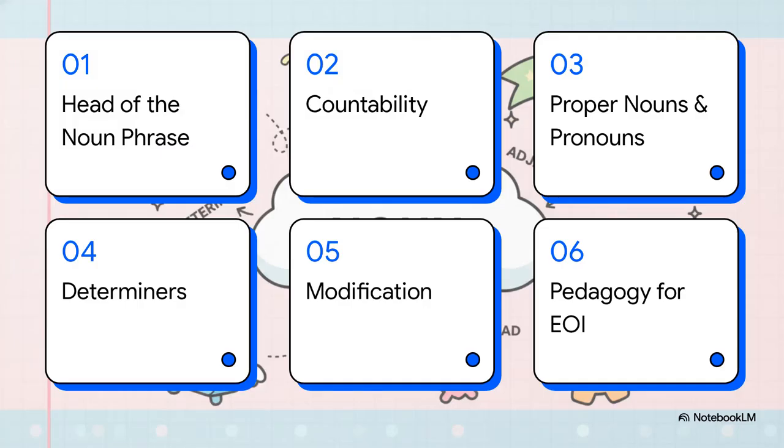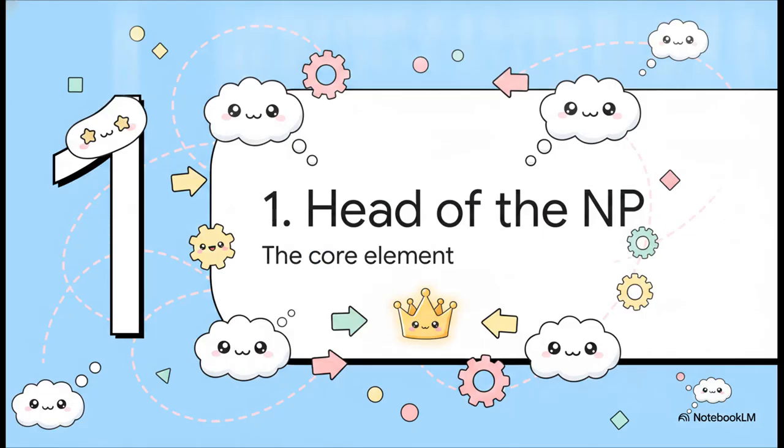Here's our roadmap for today's explainer. 1. The head of the noun phrase. 2. Countability. 3. Proper nouns and pronouns. 4. Determiners. 5. Modification. And 6. Pedagogical implications for the EOI. Let's kick things off with Section 1, the head of the noun phrase.